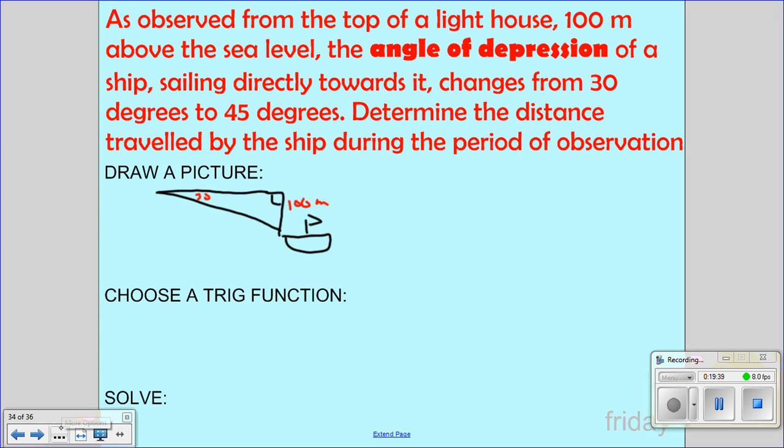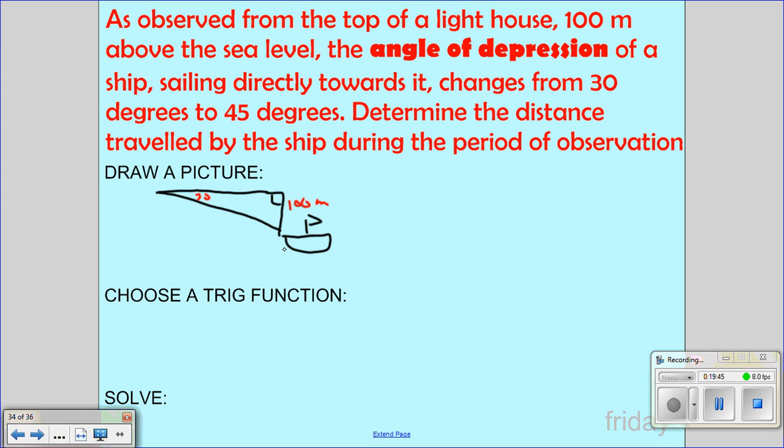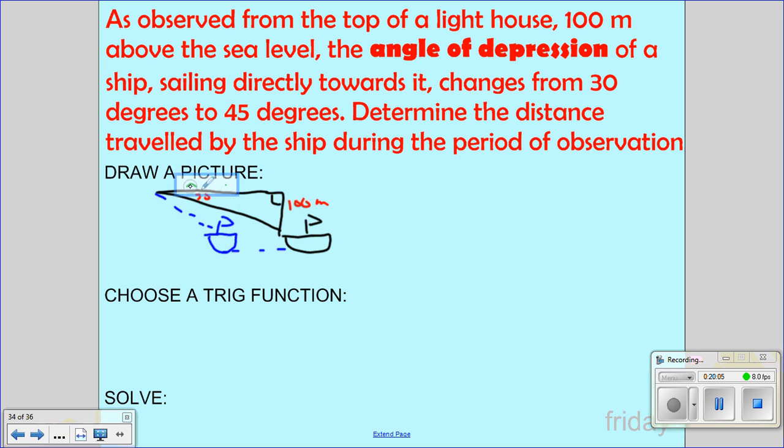And then the boat is going to move towards the shore. So let's say here's my new boat position. So the new angle is 45. Here's your new triangle. Okay. Again, the height is still 100 meters.